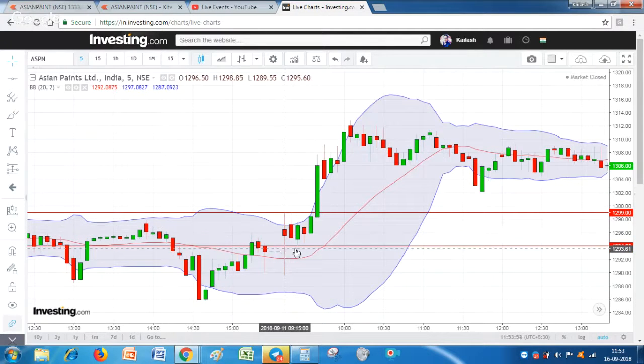So we can keep a stop loss below this range and expect a target in the ratio of 1:2. That is, if there is a 6 rupee stop loss, we can expect a target of 12 rupees maximum. It has given exactly 12 rupees, and after that the stock has come down to the median line again.